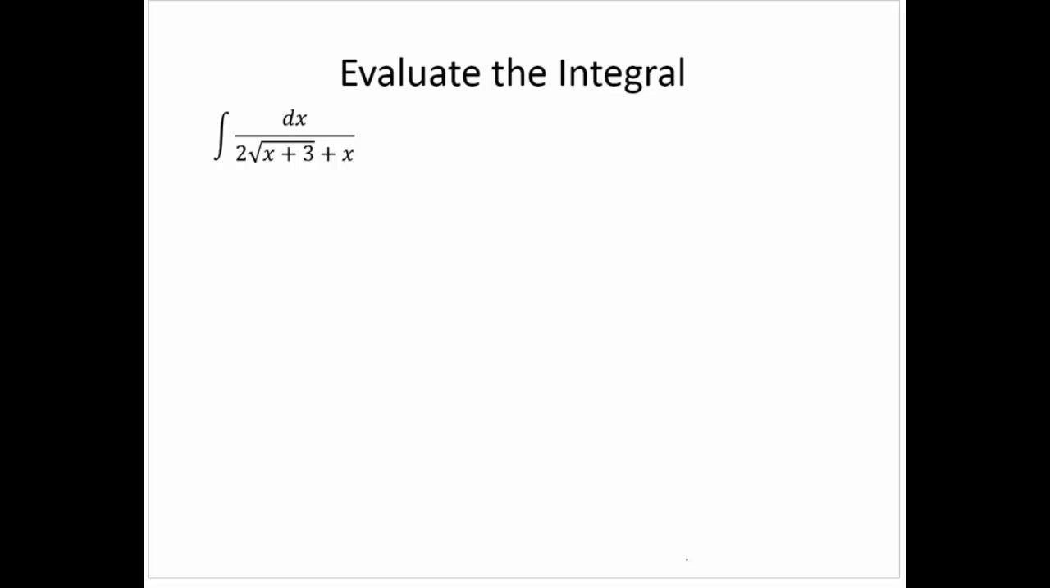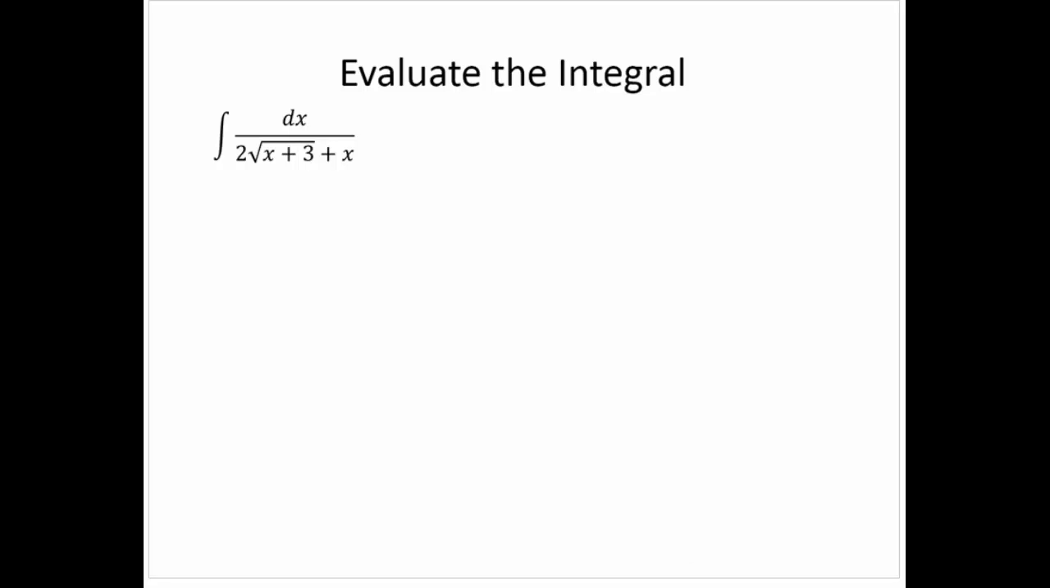Now let's consider the integral of dx over 2 times the square root of x plus 3 plus x. Now, this doesn't look like what we have been talking about in this section. But what we're going to see is sometimes we can make a substitution and turn this integrand into a rational expression, and then I'll be able to use partial fractions. If I look at this, this doesn't seem to fit anything that we've done before. So I'm going to try a substitution.